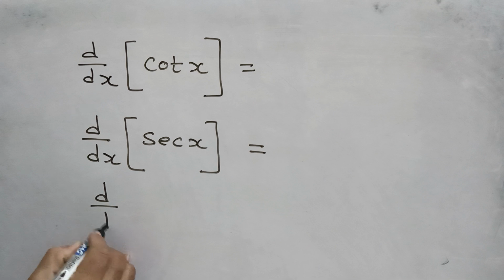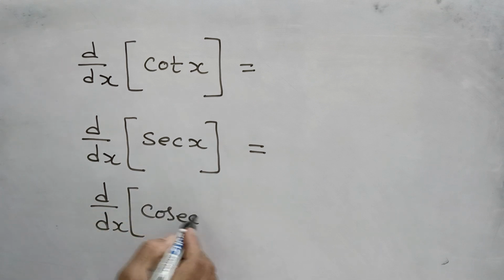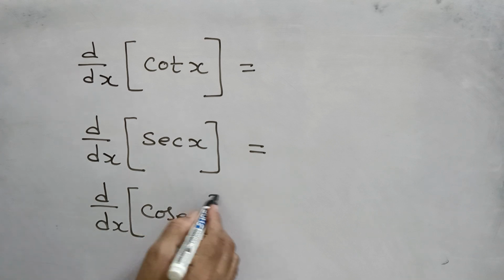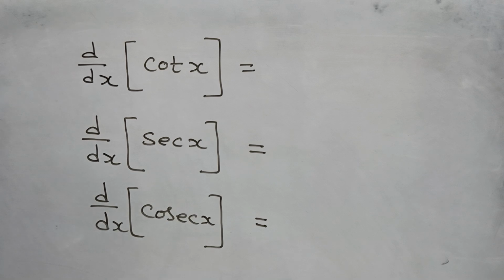Similarly, d by dx of cosecant x. What are the values of these three derivatives? Please do them on your own. Otherwise, in the next presentation, I will explain how to calculate them, and I will give you a hint now itself.